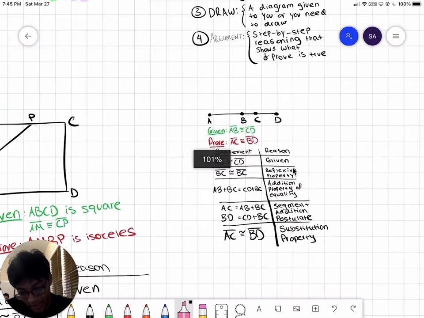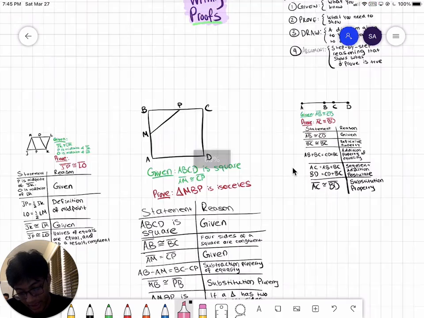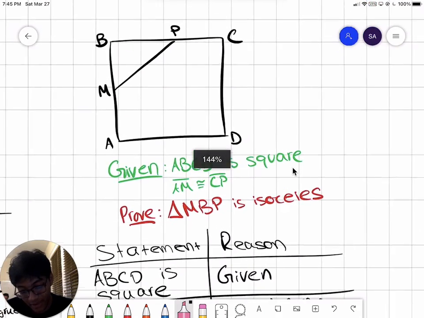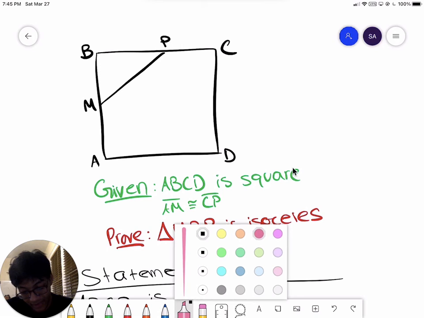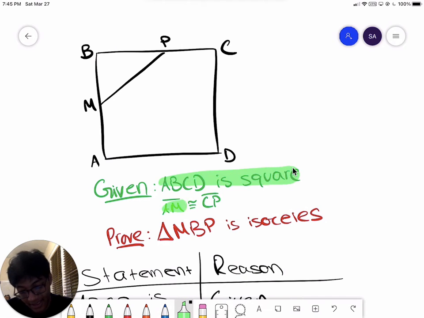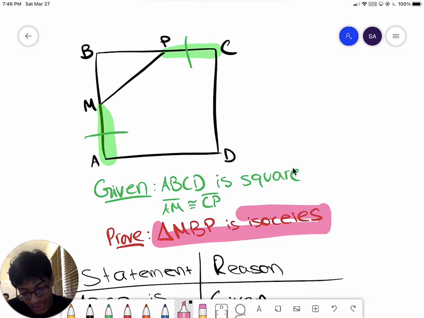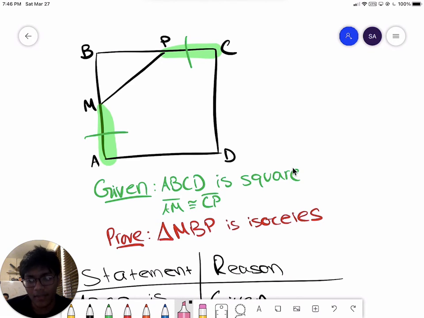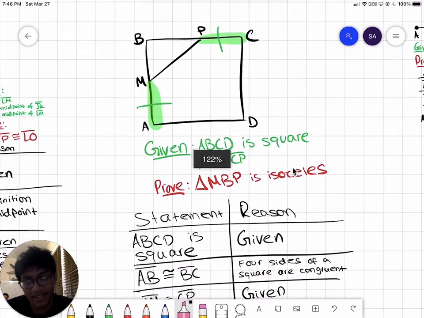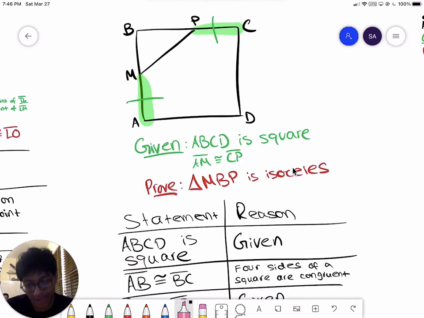Okay, let's check out another geometric proof. So here, we have something that looks like a square, and actually we're given that this ABCD is a square, and line segment AM is congruent to line segment CP. So AM is this one, CP is this one. They're congruent. So I can put congruent tick marks over here. Now what we have to prove is that triangle MBP is isosceles. So how are we going to prove that it's isosceles? Let's take a look at our truth table.